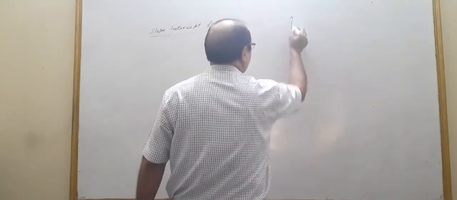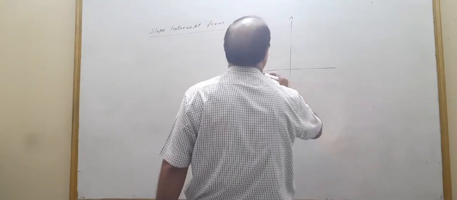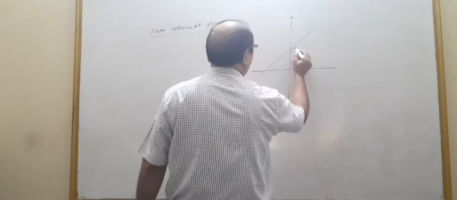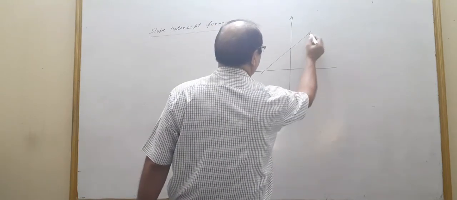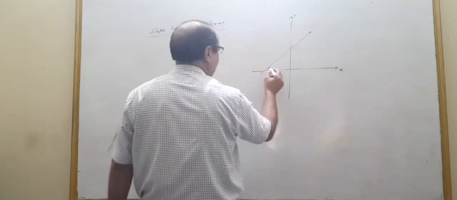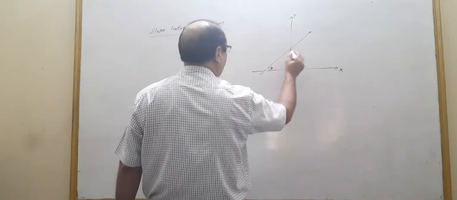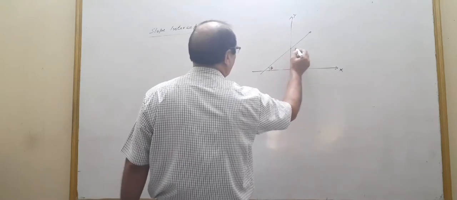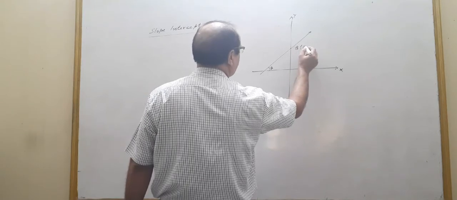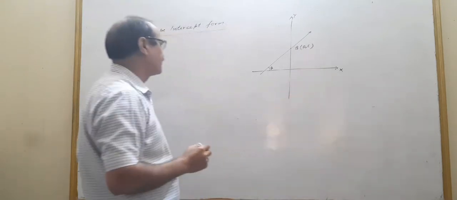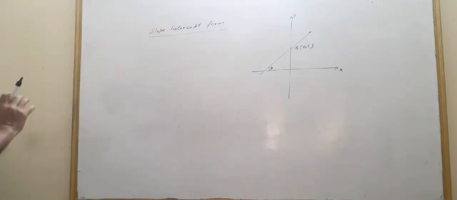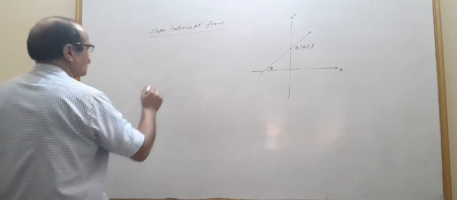Now take a line in the coordinate axis, let the line pass through a point and make an intercept C on the y-axis. This is the line, this is our y-axis, this is the x-axis. The line makes an angle theta, having some slope, and makes an intercept C on the y-axis. So what is the equation of the line?